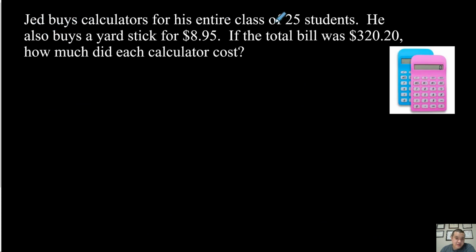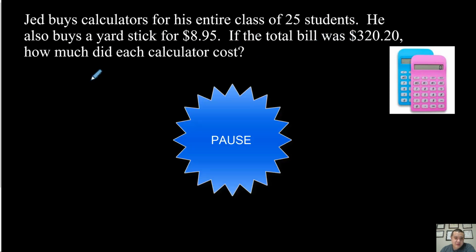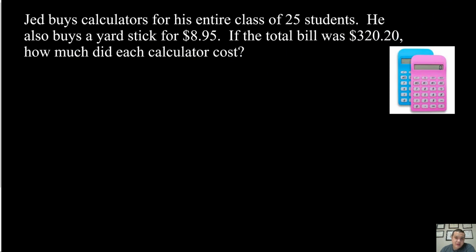Okay, so let's take a look at the next one. Jed buys calculators for his entire class. He also buys a yardstick for $8.95. If the total bill was $320.20, how much did each calculator cost? Go ahead and try this one out on your own.